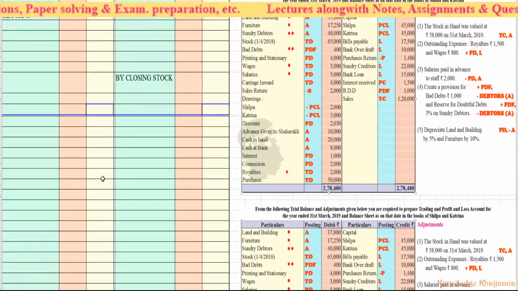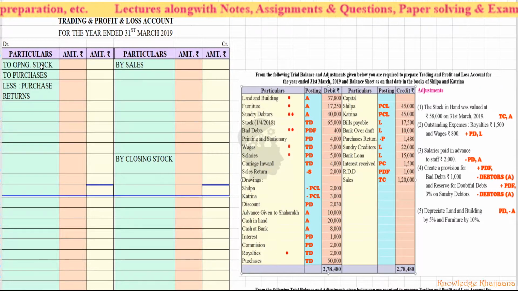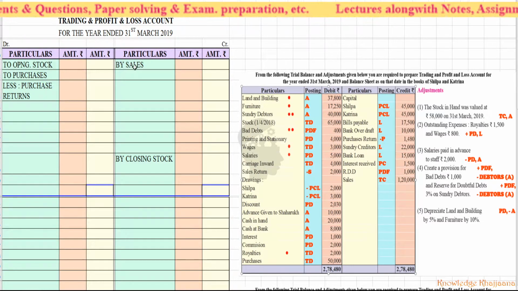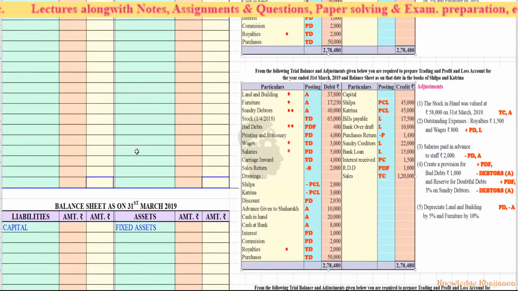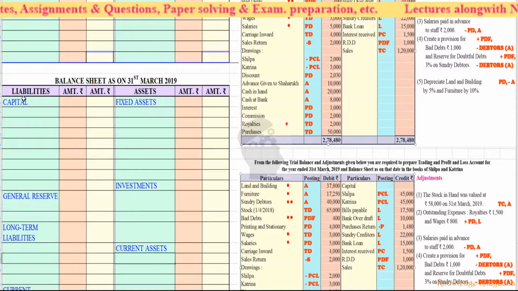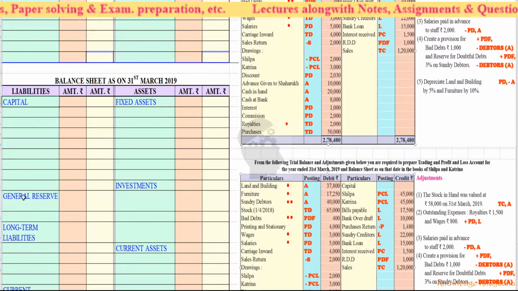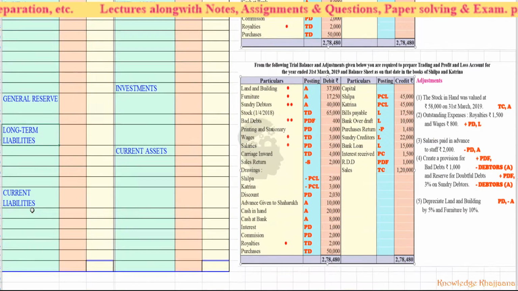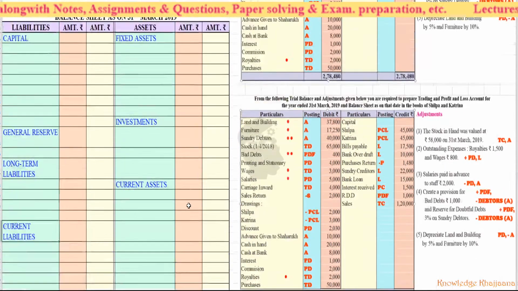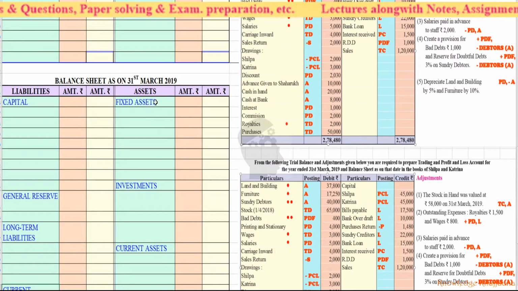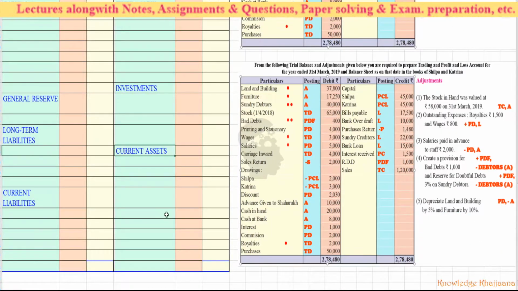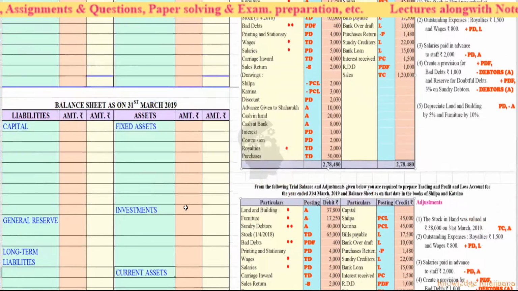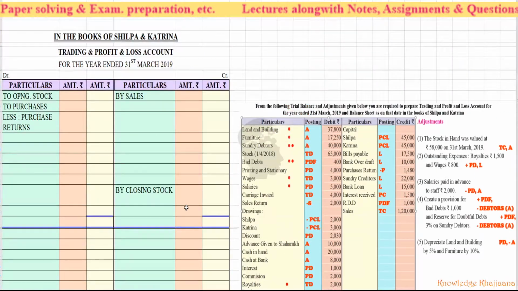So the basic items which are always there for the trading account, like opening stock, purchases, less purchase returns, sales, and closing stock, we have already mentioned over there. Similarly for the balance sheet we have written the headings of the liabilities like capital, general reserve, long-term liabilities, current liabilities, and for the asset side like fixed assets, investments, current assets. Now we'll start to do the posting of trial balance items first.